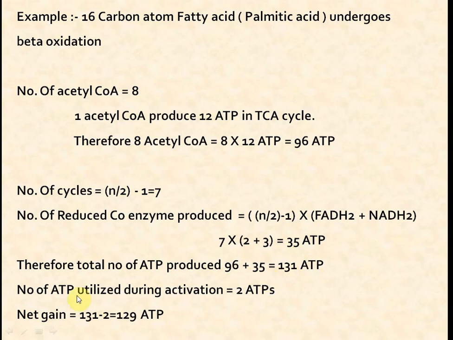But remember, at the start of the beta oxidation, in the esterification, we already utilized 2 ATPs. So the net gain is 131 minus 2, which is 129 ATP. In that way we can remember: if it is a 16 carbon fatty acid, it is 8, and 8 twelves are 96. If it is a 14 carbon, it is 7, then 7 into 12, and then 6 into 5, which is 30, and then we add it and subtract. This is the simple way that you can practice.